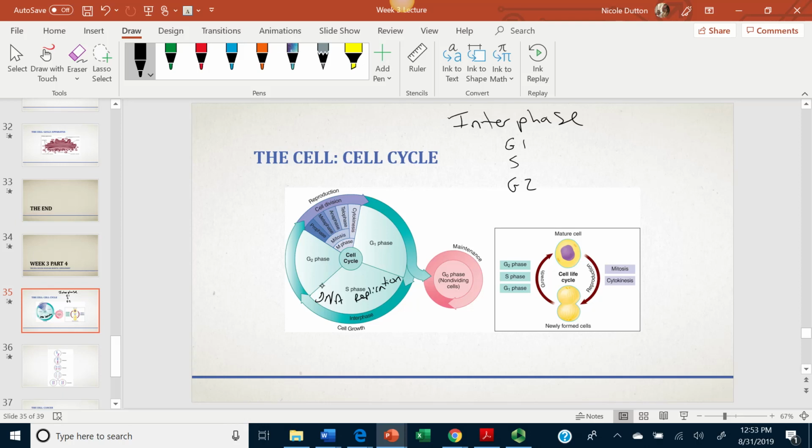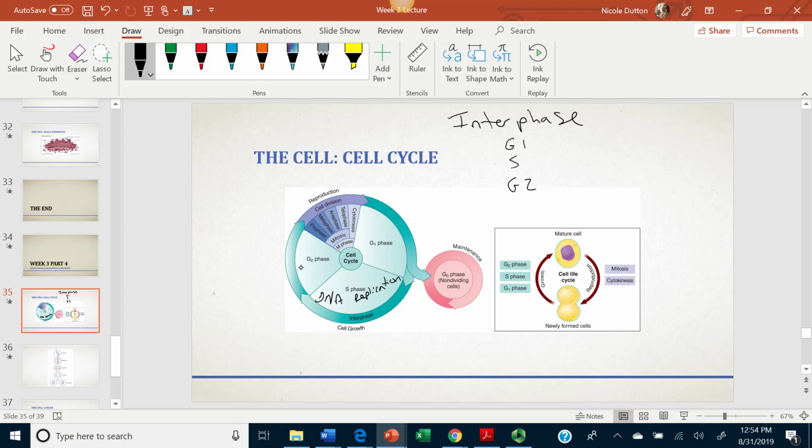Then you're going to slip into this G2. Now once you make a complete copy of all the genetic material, that cell has to grow really large so that when it splits in half, the daughter cells, or the resulting cells of cell division, are going to be pretty decent in size and equal in size.